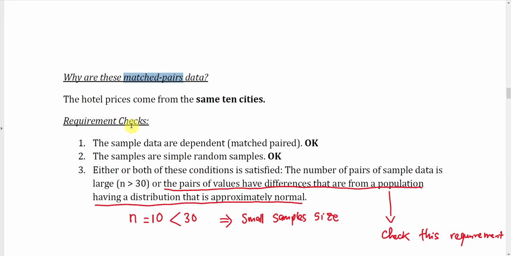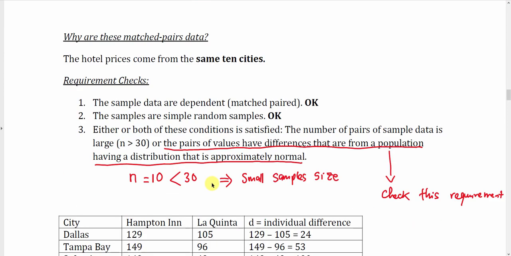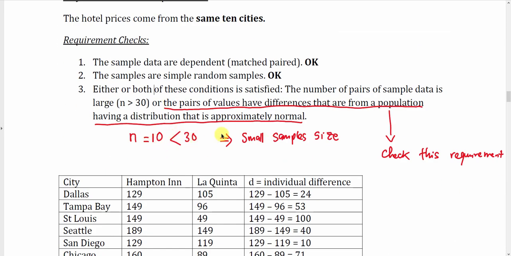Now let's do the requirement check before we can use the t statistic. The sample data are dependent? Yes, they are dependent. The sample data are a simple random sample? Yes, because we randomly collected the data. And the number of pairs in the sample is large, over 30? In this case, we only have 10. So the first requirement fails, or this is a small sample size.